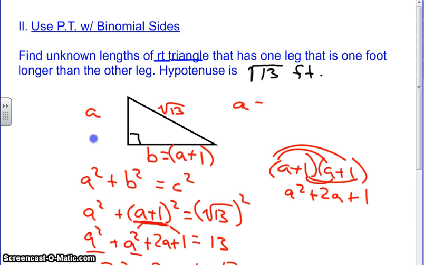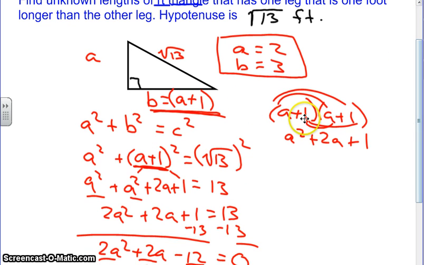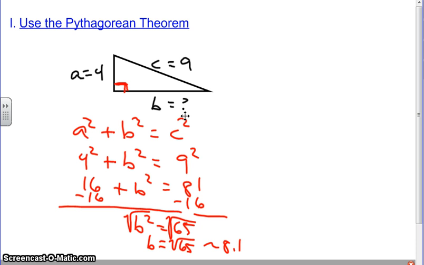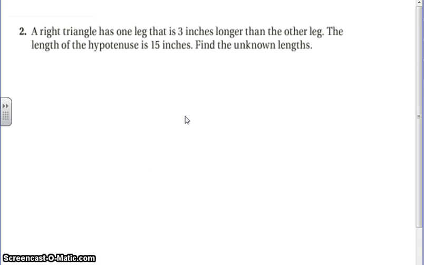We have a equals 2 and b equals what? 3. Plug your 2 in and you have 3. So there are your answers. Okay? So you can see how geometry requires knowledge of algebra when you start finding sides that are binomials. This is not something you did in 7th grade. You simply did things like this in 7th grade, in pre-algebra. So let's try this. I'm going to go ahead and pause the video and come back and check your work.